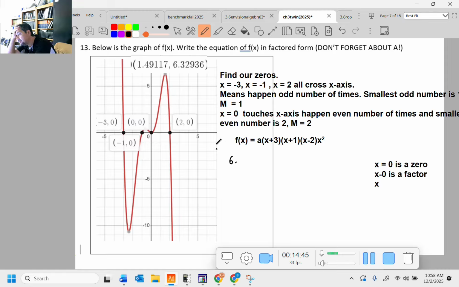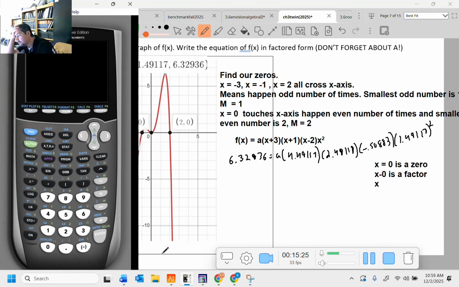So 6.32936 is a. We're going to add 3. That would be 4.49117. We're going to add 1. That'd be 2.49117. And we're going to take away 2. That'd be -0.50883. And we're just going to write it down and square it. 1.49117 squared. And let's see what the TI-84 says that is.